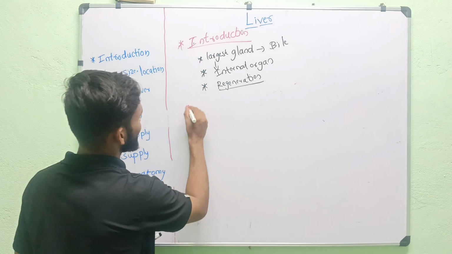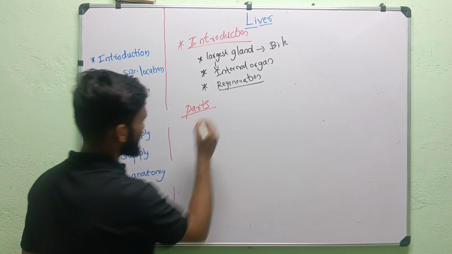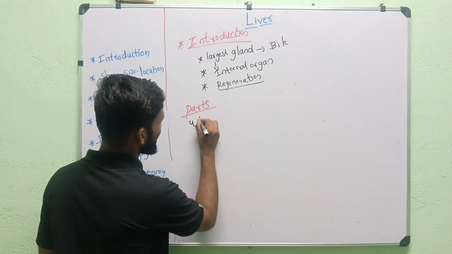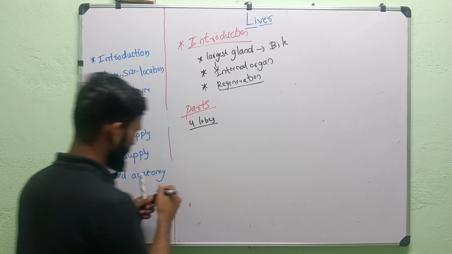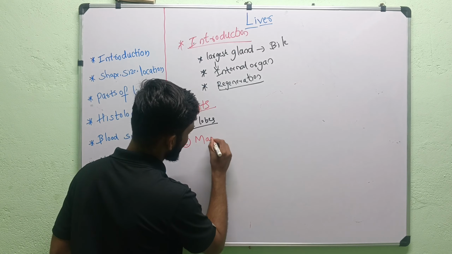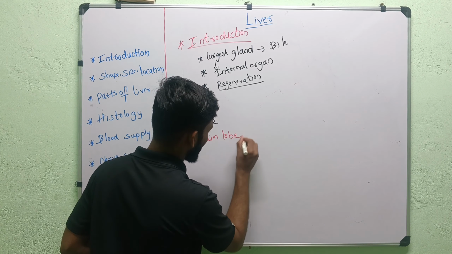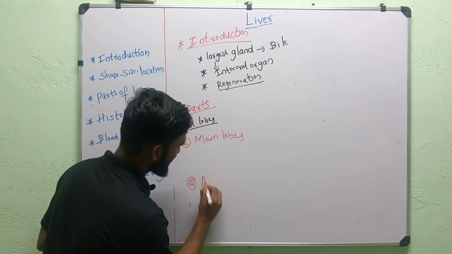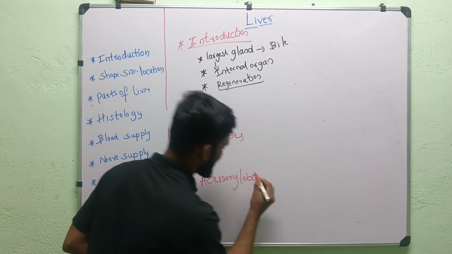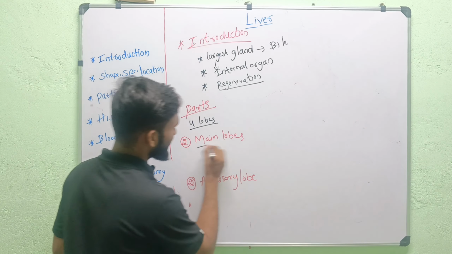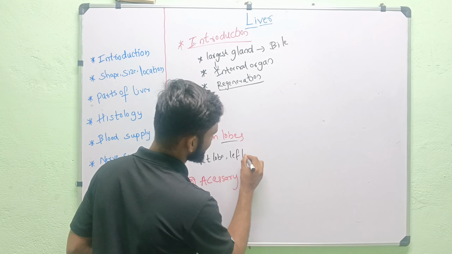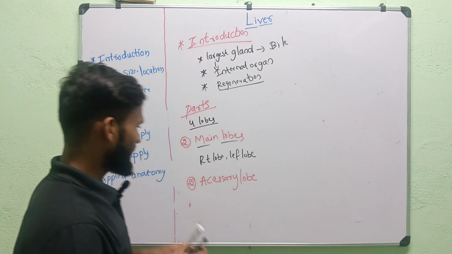Next is the parts of your liver. The liver is made up of mainly 4 lobes. 2 lobes are quadrate lobes, or accessory lobes, and 2 lobes are main lobes. The 2 main lobes are the right lobe and the left lobe.